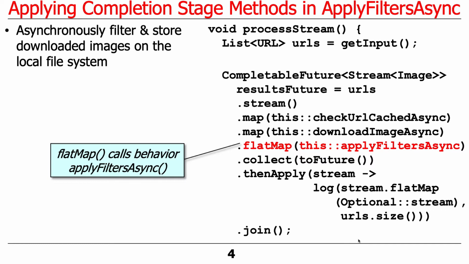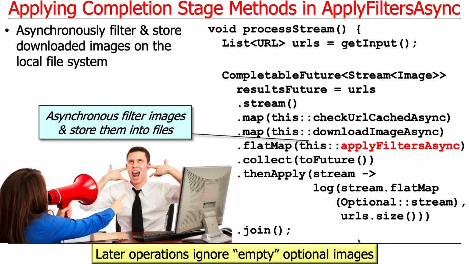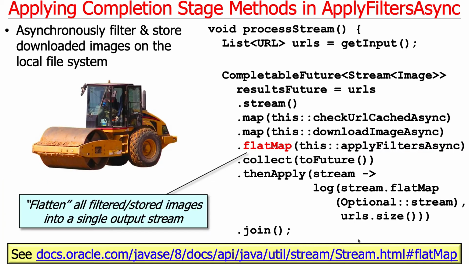And if you recall, flatMap is the one that flattens the output in this case, and we're going to call the applyFiltersAsync method. And that will asynchronously filter the images, in other words, apply the transforms, and then store them into the files. As before, we simply ignore the empty optional images. What's significant about this particular behavior, applyFiltersAsync, is that it takes a single image and applies multiple filters to transform that image.